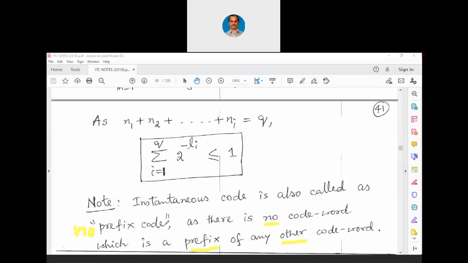But I don't know how this misnomer, which is actually opposite meaning, came into picture, and even today we follow it as a prefix property. We should say that it is a no prefix property.